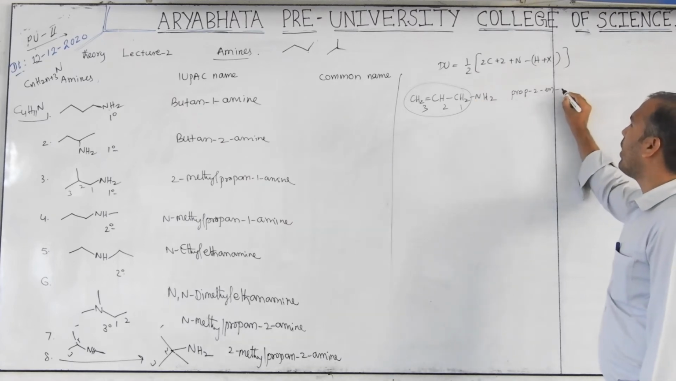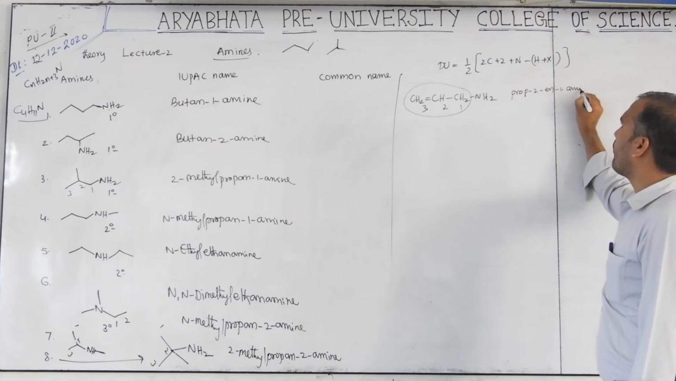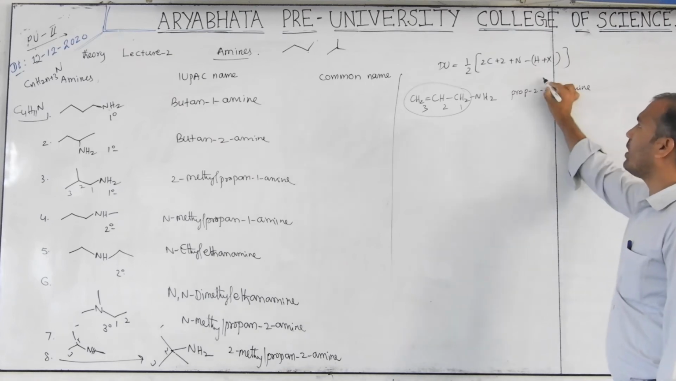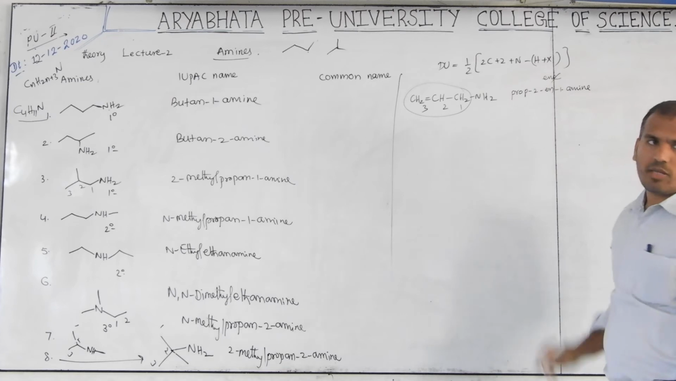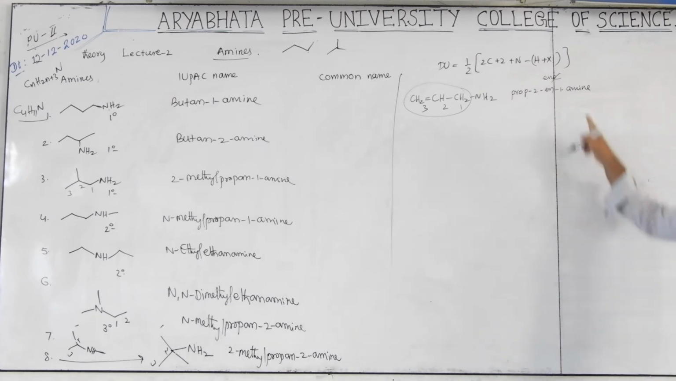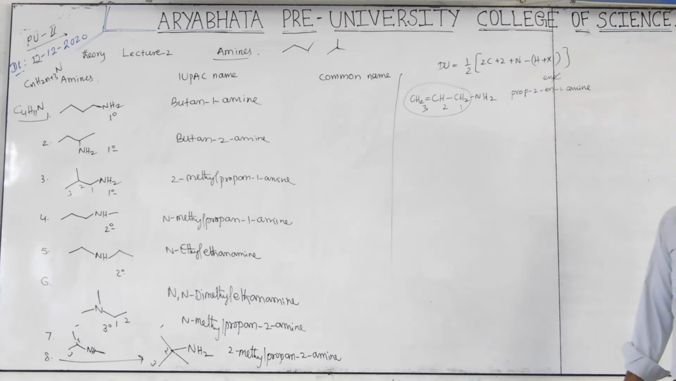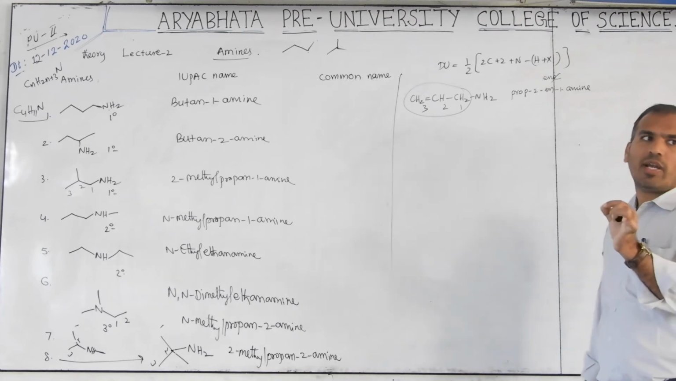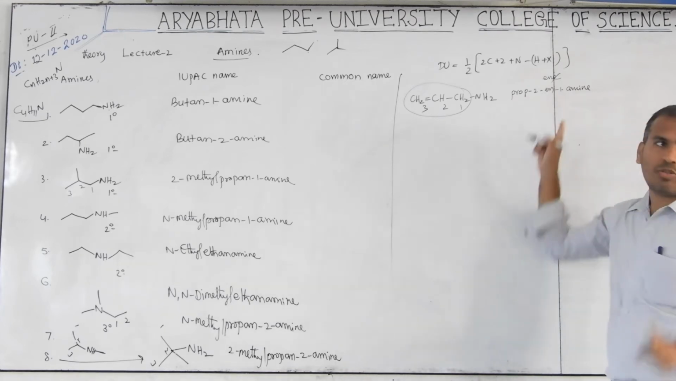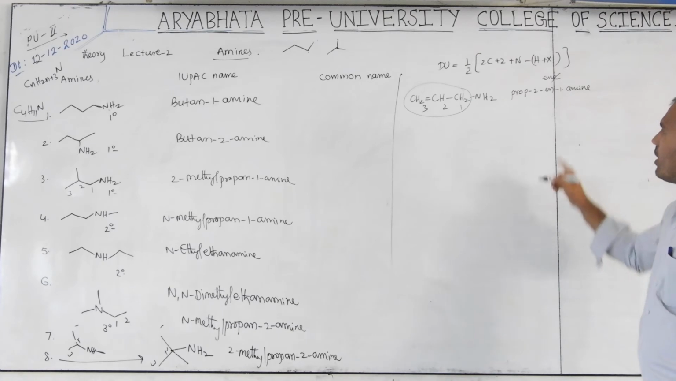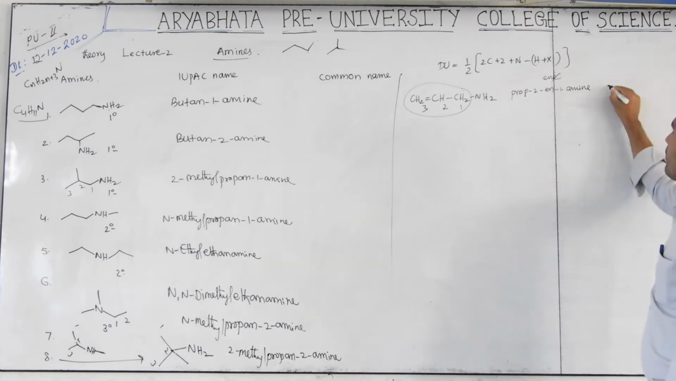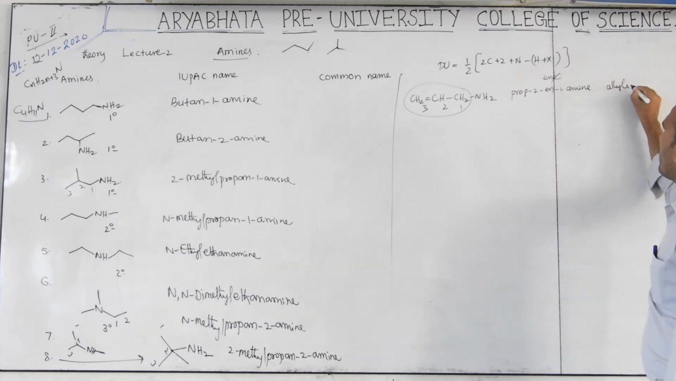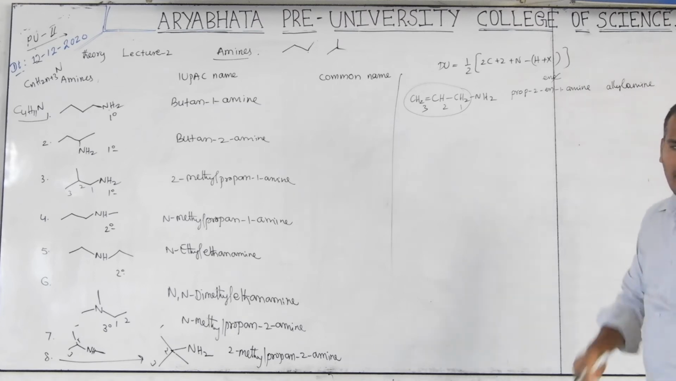Prop-2-ene-1-amine. Here E-N-E is there, no? That E removed. Because next letter is what is that? A. A, I, O, U, Y is there, the previous letter E should be removed. Okay, this is IUPAC. Common name allyl amine. Allyl amine.